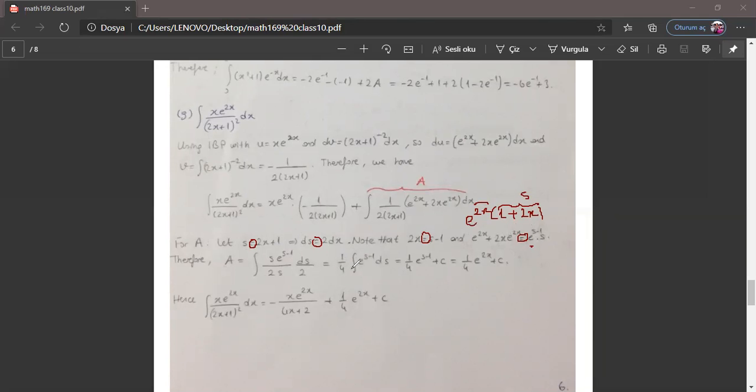Now then we have 1 over 4 and this integral. Now this integral is exactly equal to this, e to the s minus 1 plus some constant. Then s minus 1 was equal to 2x, so we have this, okay? Now then, this was the integral we wanted to compute. So this is equal to this part, as in here, and plus A. And A was equal to this, we computed before. So we have exactly this.